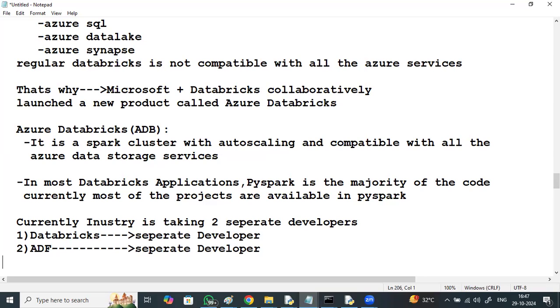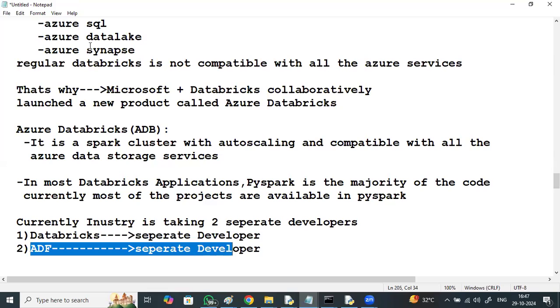If you talk about this area, we have the concept of data flows, used to perform some transformations without any code. It is a zero coding ETL tool, zero coding ADF. In ADF, a zero coding tool, right? Yes.